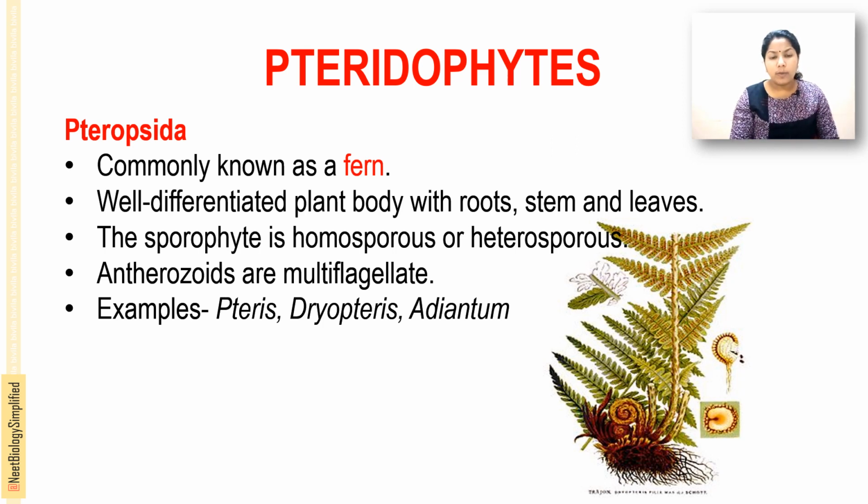This is an example of a fern. The second picture I showed you was Selaginella. Pteropsida have a well differentiated plant body with roots, stems and leaves. Here you can see the large leaves. The sporophyte is homosporous or heterosporous, and the antherozoids are multiflagellated. Examples: Pteris, Dryopteris and Adiantum.